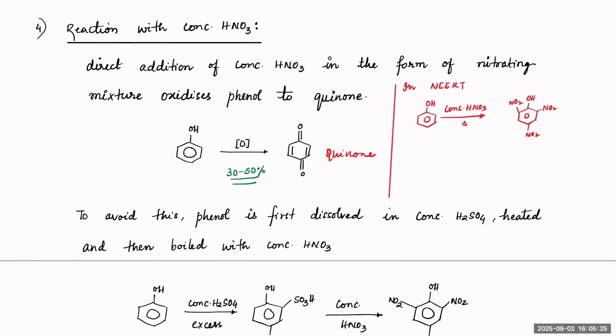But if you use concentrated HNO3, phenol will react, as mentioned in NCERT, with concentrated HNO3 to give ortho, para substitution. All of them are getting substituted. But this product will not be major, beta. This will not be major, because concentrated HNO3 is a strong oxidizing agent itself. So it will oxidize the phenol part into quinone.